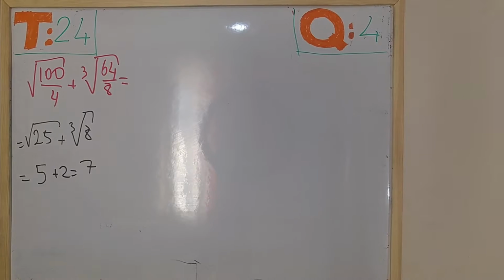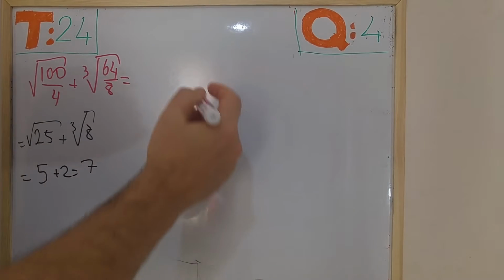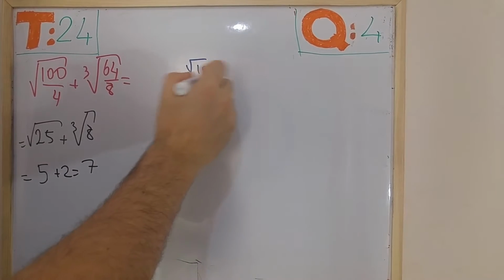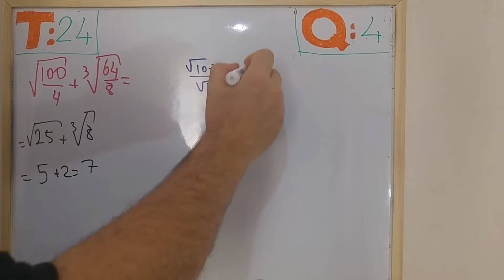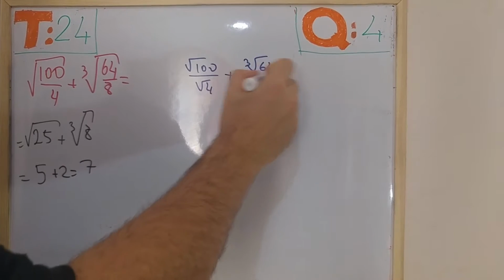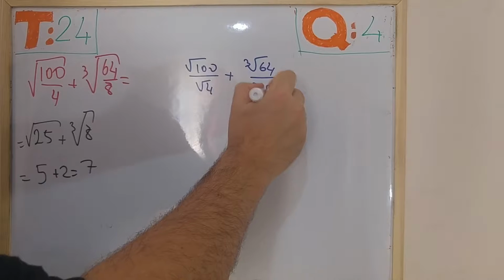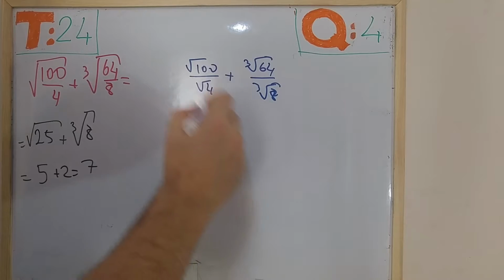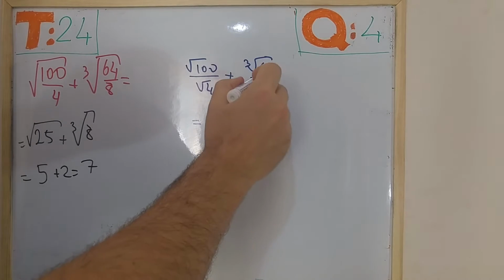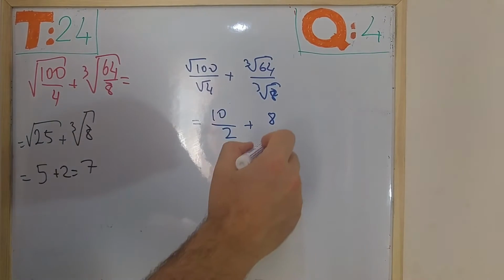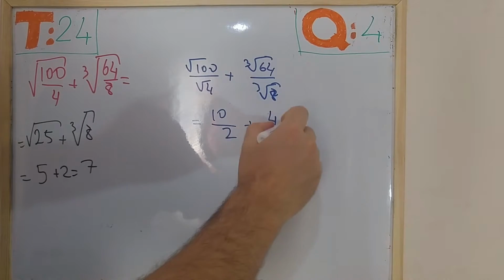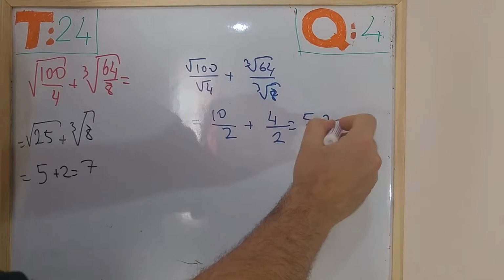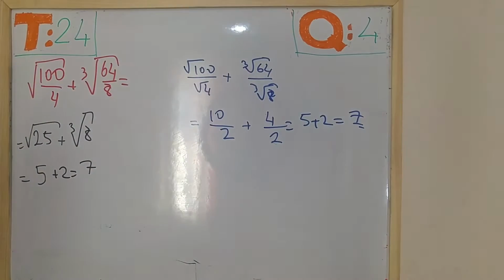And in the second approach, you can do it this way. Let me show it in blue. This is going to be equal to square root of 100 over square root of 4 plus cubic root of 64 over cubic root of 8, which is going to be equal to square root of 100 is equal to 10, over 2, cubic root of 64 is equal to 4, and cubic root of 8 is equal to 2. So this makes 5 plus 2, which makes 7 again. Both answers are the same.